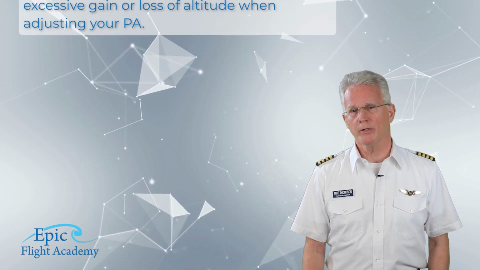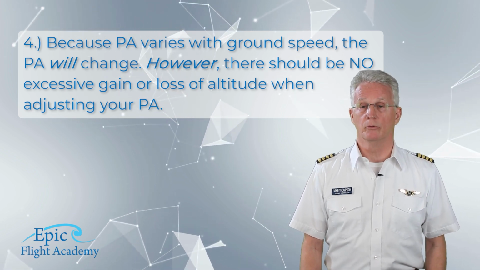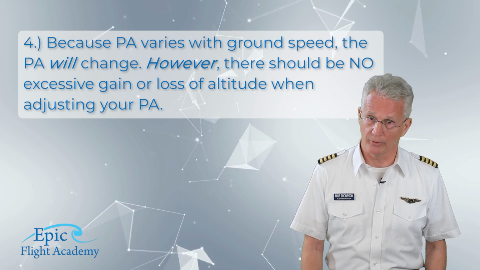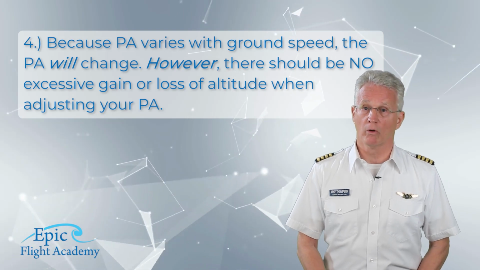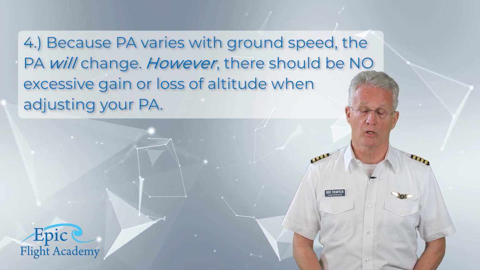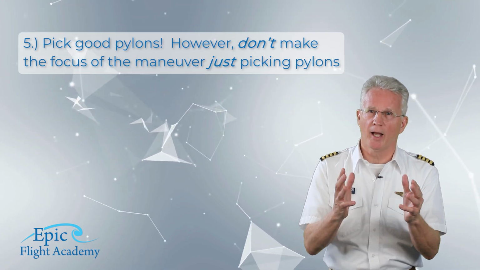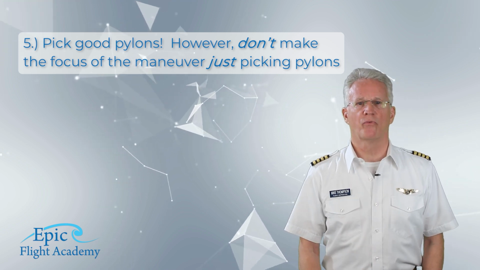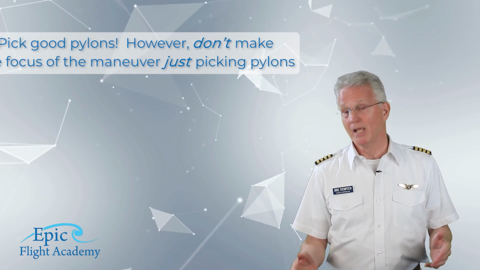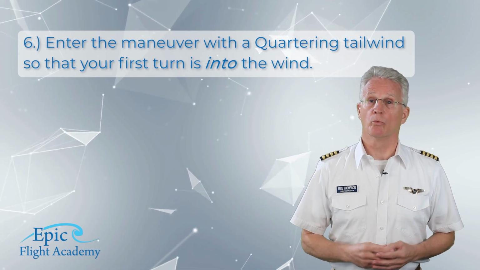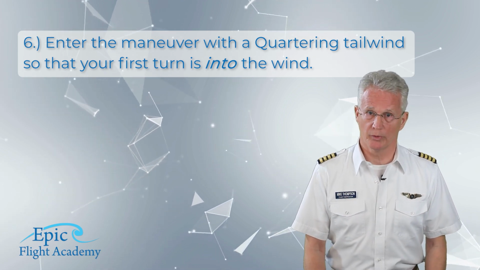Number 4, because pivotal altitude varies with ground speed, the pivotal altitude will change. However, there should be no excessive gain or loss of altitude when adjusting your pivotal altitude. Number 5, pick good pylons. However, don't make the focus of the maneuver just picking pylons. Number 6, enter the maneuver with a quartering tailwind so that your first turn is into the wind.